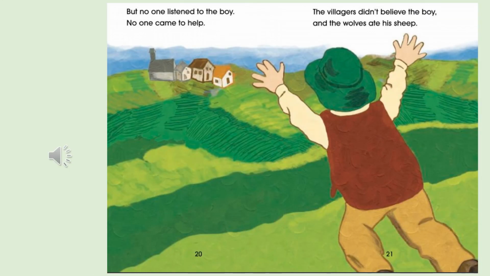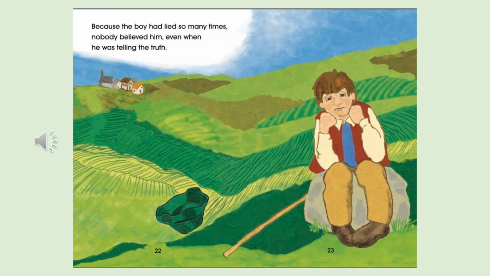Now I notice how the villagers are treating the boy. They are ignoring him because of his behavior earlier in the text. Because the boy had lied so many times, nobody believed him, even when he was telling the truth.